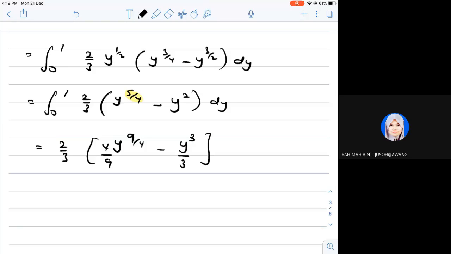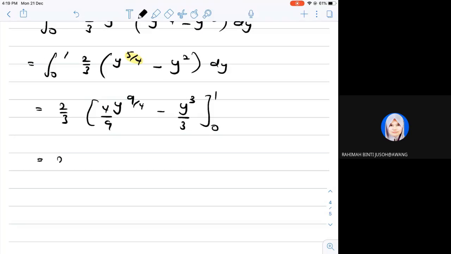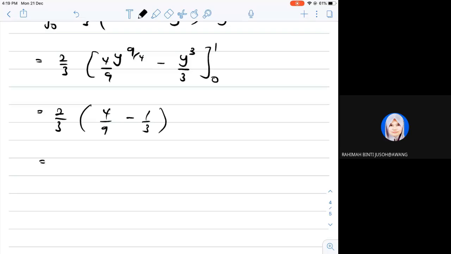Okay, so substitute 0 and 1. So we have 2 over 3. Of course, substitute y equals to 1, then we get 4 over 9 minus 1 over 3, and then minus 0, which is 0. So altogether we will have 4 minus 3, so 1 over 9, isn't it? So 2 over 3 times 1 over 9, we will have 2 over 27. Okay, so that's the answer.